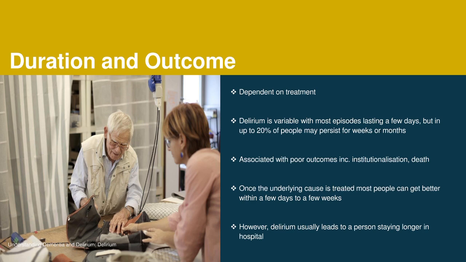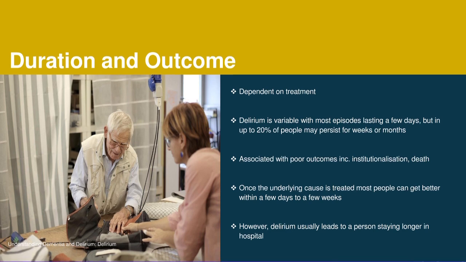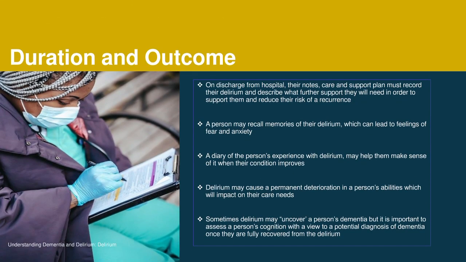The more events of delirium that people experience, the more likely they'll end up being institutionalised, and even actually will contribute to their death. However, once the underlying cause is treated, most people can get better within a few days to a few weeks. But it often leads to a person staying longer in hospital. On discharge from hospital, their notes, care and support plan must record their delirium and describe what further support they will need in order to support them and reduce their risk of it happening again.